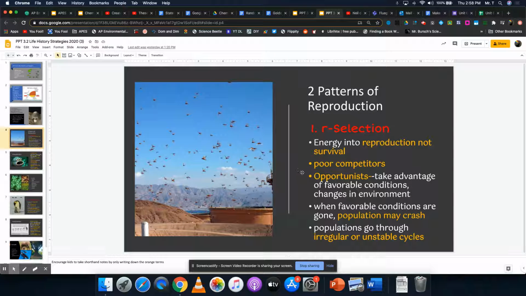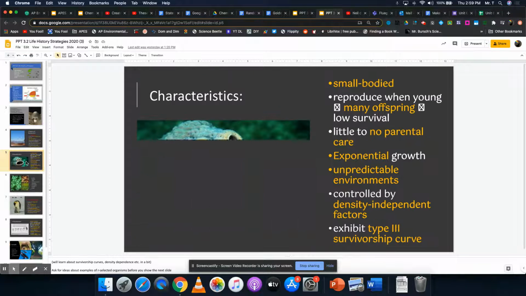They're not very good competitors because they're opportunists. When advantages are in their favor, their populations increase a lot. And once those conditions are no longer favorable, their populations plummet. They have a very variable population. They don't exist near carrying capacity.